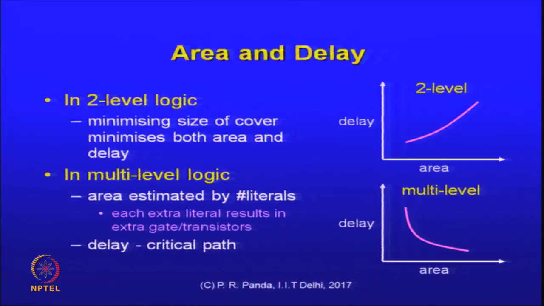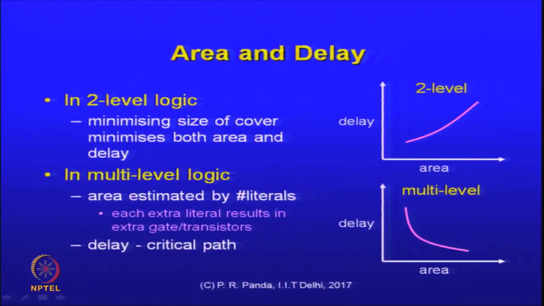Area could still be estimated by the number of literals using the argument that we have seen earlier. Essentially, each extra literal results in an extra gate input or transistors. It is like if you had 3 elements in a cube instead of 2, then the NAND gate realizing that product would have 2 more transistors, 1 N transistor and 1 P transistor. So, in terms of multi-level logic, if I am going to count the number of transistors, then the literal count is actually a reasonable estimate.